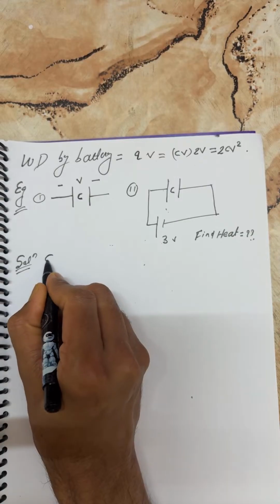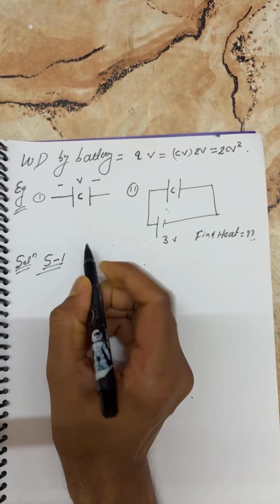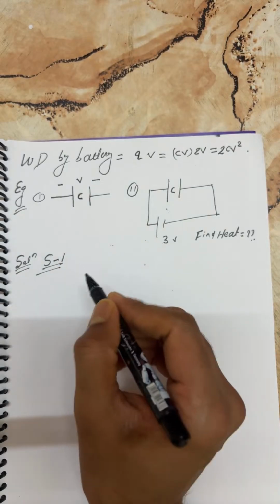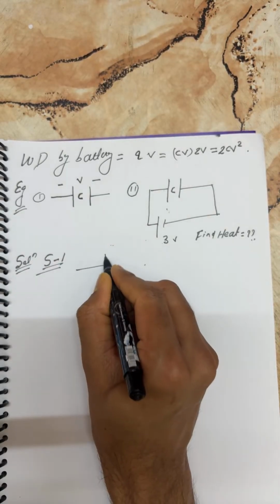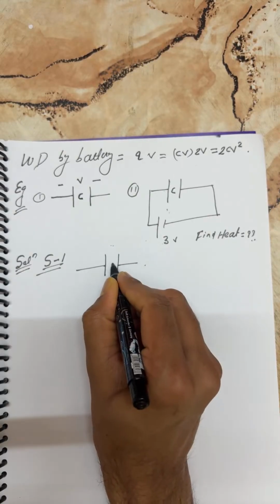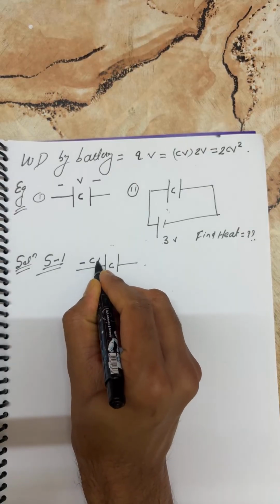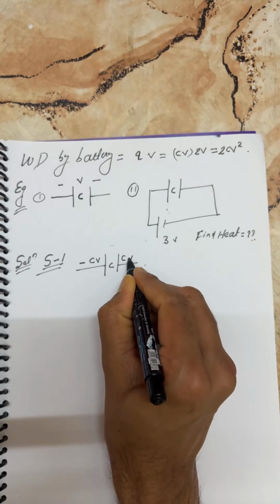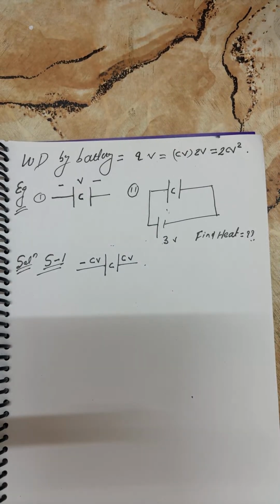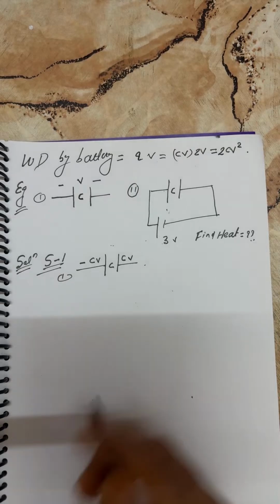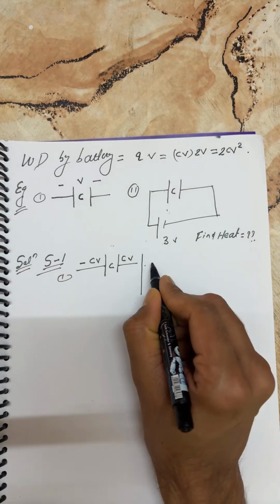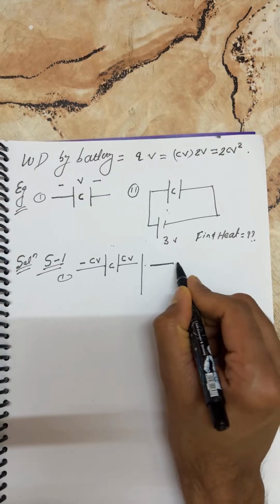In step 1, first you have to solve the first part of this question. So this is C. We can write over here minus CV, and this is plus CV. Initial condition here, first part of the question: 2 CV square. Okay, answer: 2 CV square. Wait and watch my solution here. I'll solve it, then I can tell you.